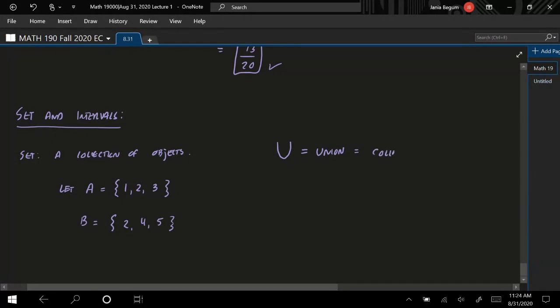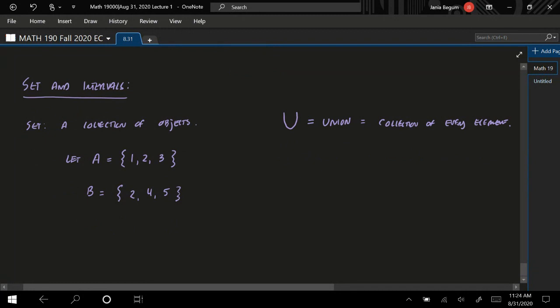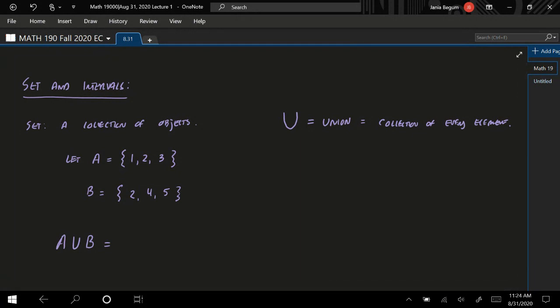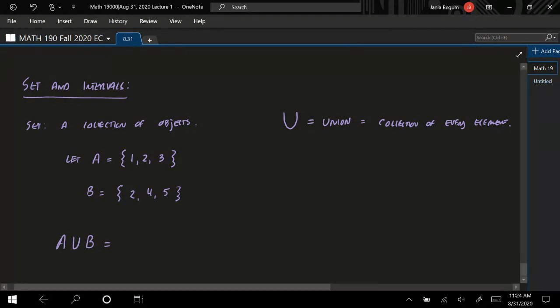So it's a collection of every element. So if I want to do A union B, right? I want to find what this set is. Well, what am I looking for really? I want everything that is contained in A and that is contained in B. A collection of every element that is in A and B. So this new set is going to be 1, 2, 3, because that's in A. And then whatever B has, well, B has 2. If an element repeats, you don't have to rewrite it, okay? Once is enough. So you would say just 4 and 5. So this new set will be A union B. That's how we read it.